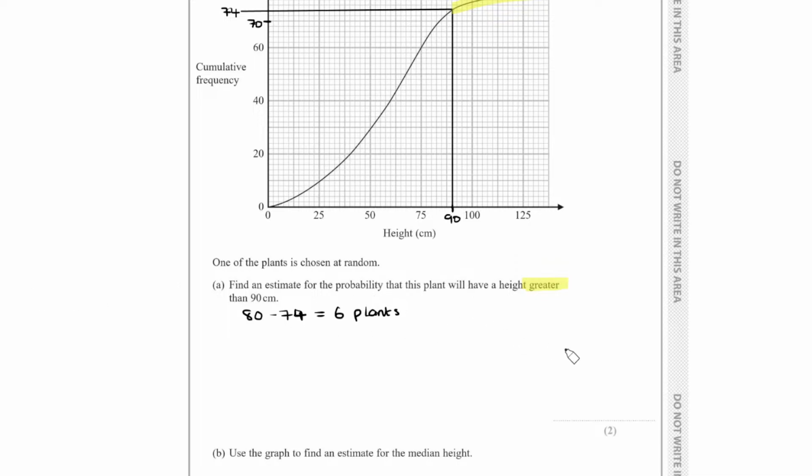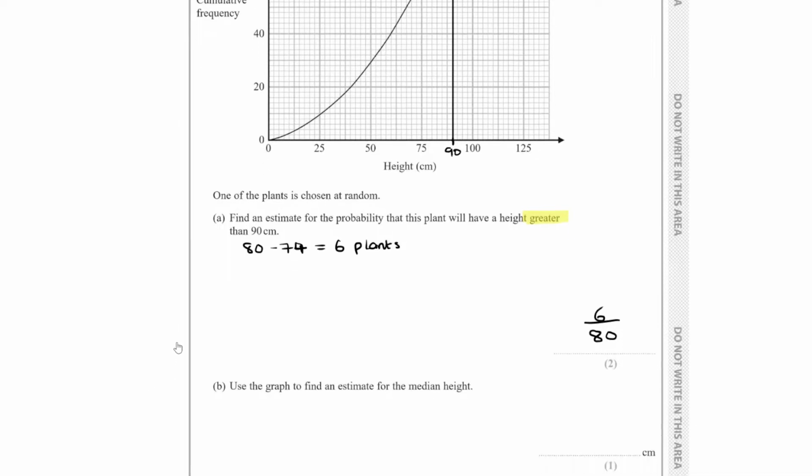How many chances do I have to get a plant bigger than 90? Well, 6 chances out of 80 plants, isn't it? You don't even need to simplify it, but you can if you want. Okay, that's part A.